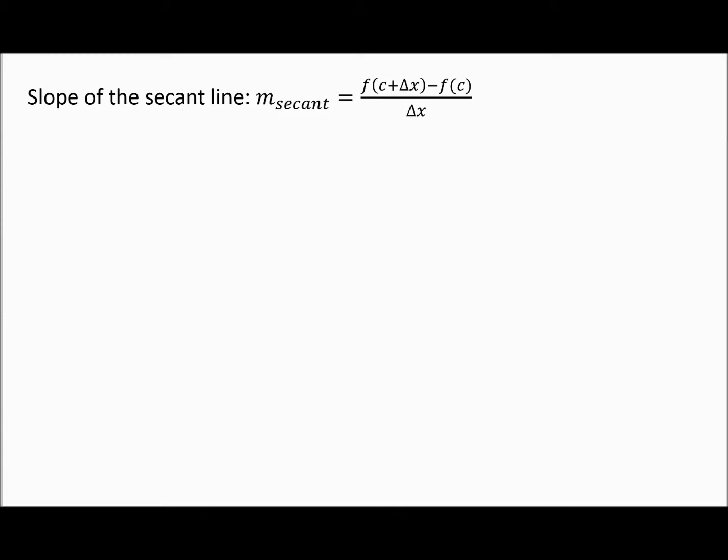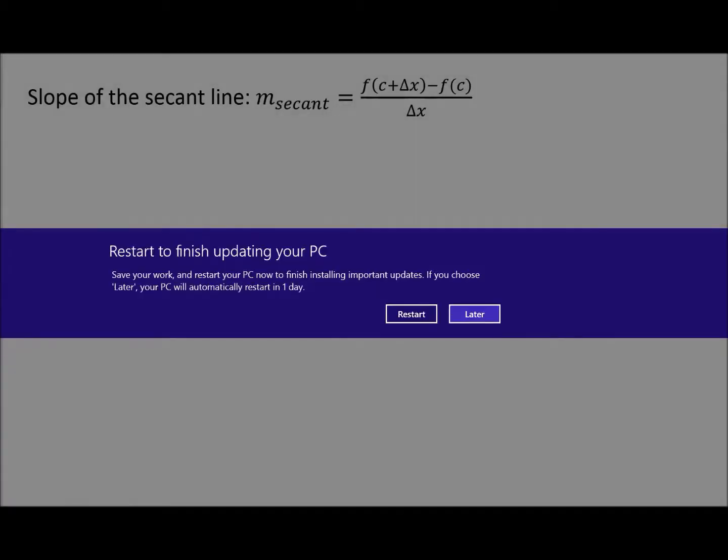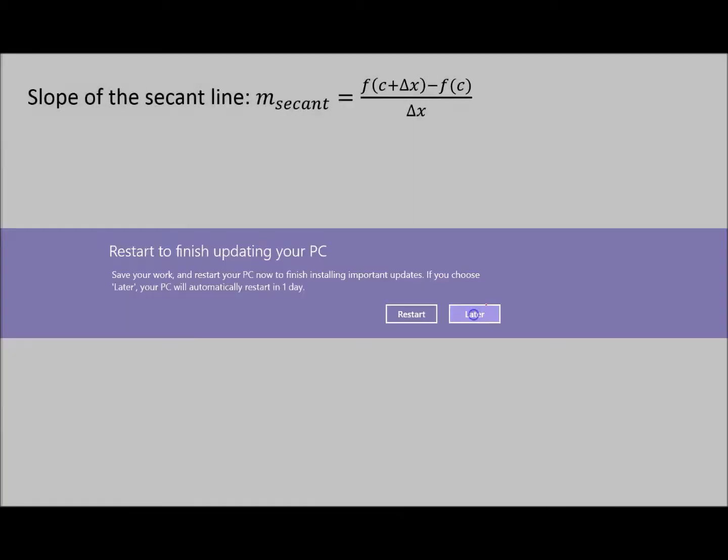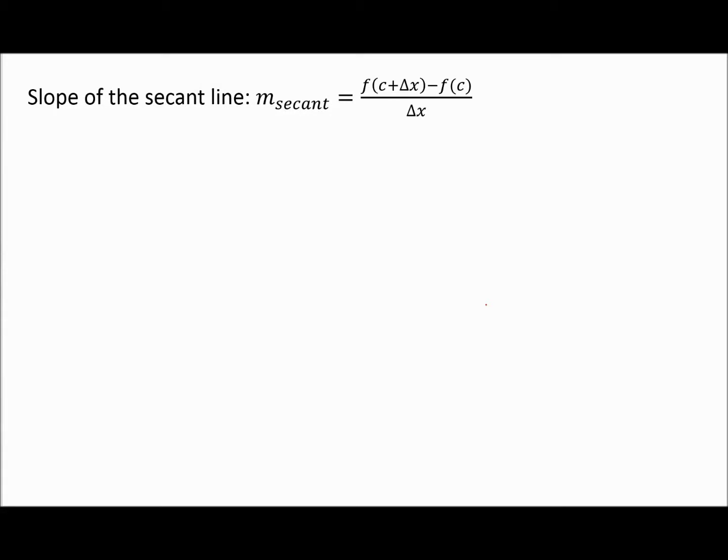Now this doesn't look like anything we just did a minute ago, does it? It says f of c plus delta x minus f of c over delta x. I know you can read that, where the triangle is delta x. Remember, delta means the change in something, and so delta x means the change in x. Computer's not acting right. I apologize.